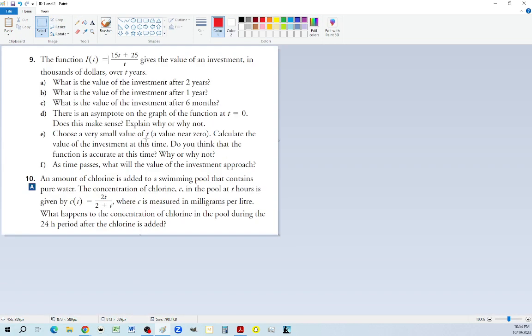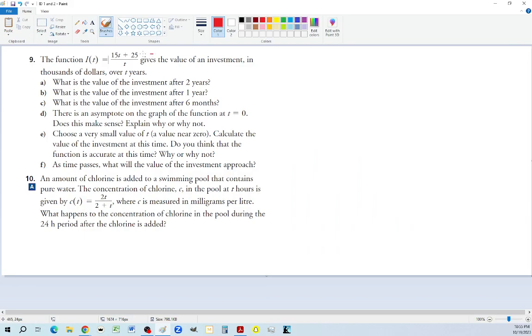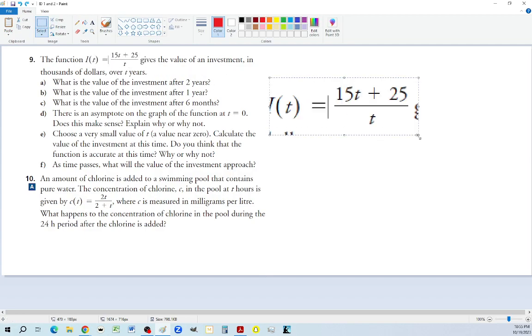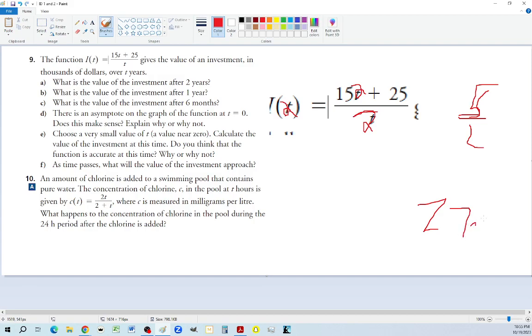Okay, so what happens? The value of the investment is in thousands of dollars, which means we multiply our answer by 1,000. What is the investment after 2 years? Well, for time t equal to 2, we would simply put a 2 wherever we see t. So 2 times 15 is 30, plus 25 is 55, over 2, which is roughly 27.5, and then when we multiply it by 1,000, $27,500 is our investment.